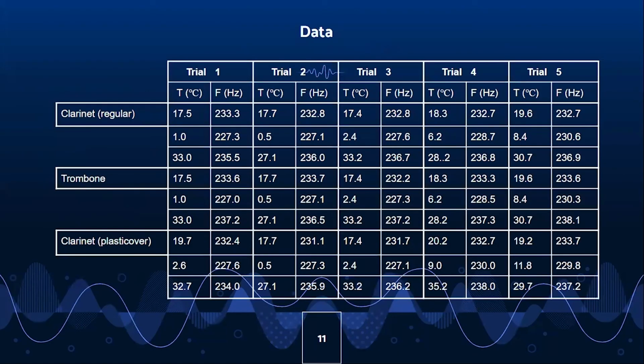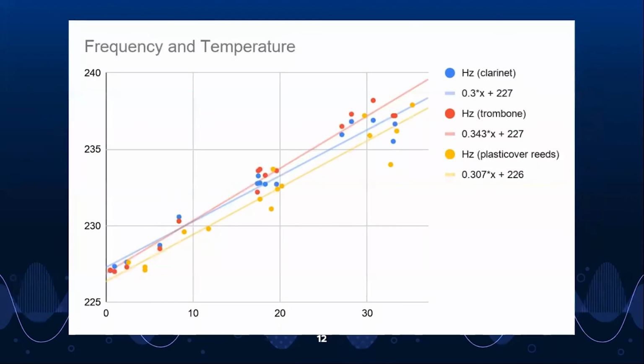So this is the data. This table shows the temperature and the frequency produced with all 3 categories, clarinet with regular reeds, trombone, and clarinet with plastic cover reeds, over the course of 5 trials. And this graph shows the points on the table. As you can see, there is a trend in which as temperature increases, the frequency also increases, which matches the hypothesis.